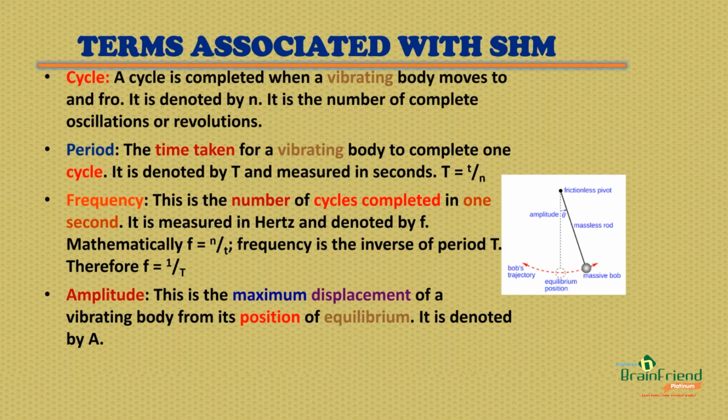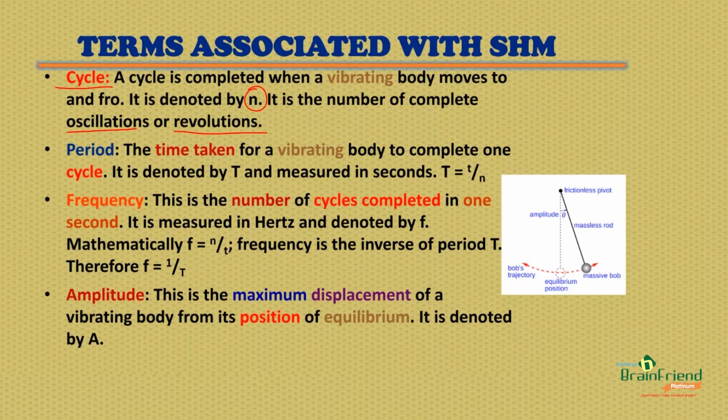Having known the condition that must be satisfied for a motion to be called simple harmonic motion, let's go on to define some terms associated with simple harmonic motion. First, we have the cycle. A cycle is completed when a body undergoing simple harmonic motion moves to and fro. It is denoted by the symbol N. A cycle is also called oscillation or revolution.